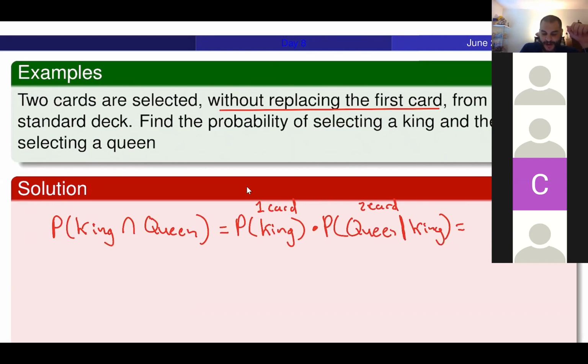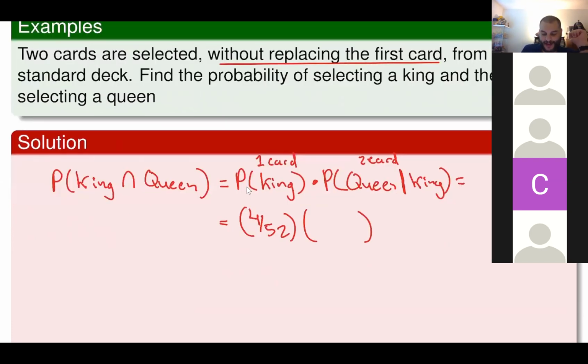So what's the probability the first card is a king? 4 out of 52. Oh, 4 out of 52. Thank you. All right, so once again, we picked a king. So let's say we now pick a king. We picked the king of diamonds.